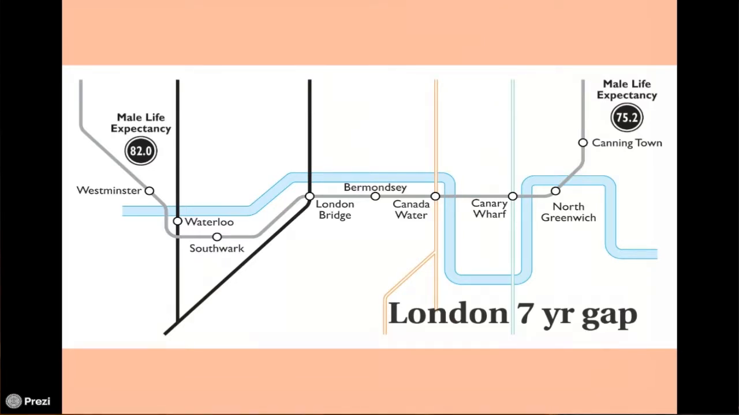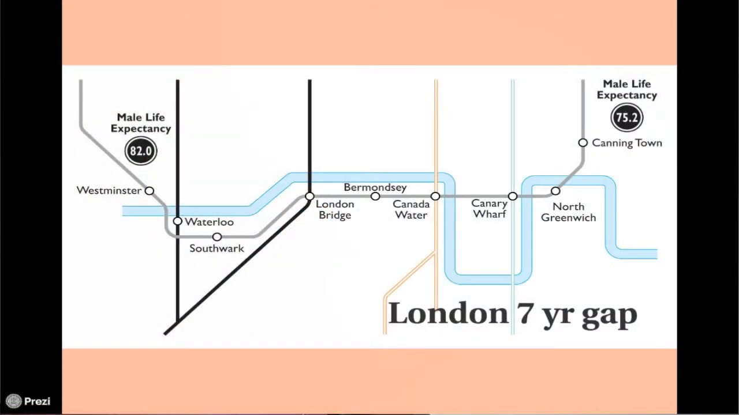This is the second example, which is sometimes seen as the more famous example, but that's because obviously all our politicians are in London and don't really understand the north. But we can see here that there's a 7-year gap between Westminster, which is where Parliament is, and if we go along the Jubilee Underground line, 7 stops, you end up at 75 years.